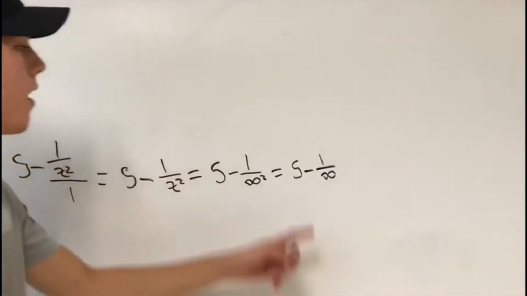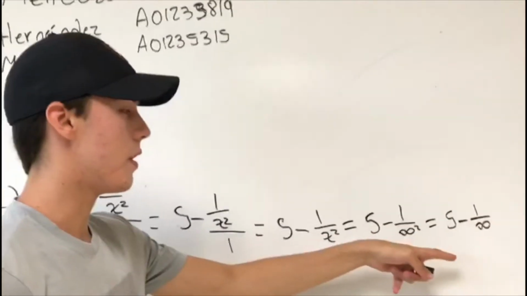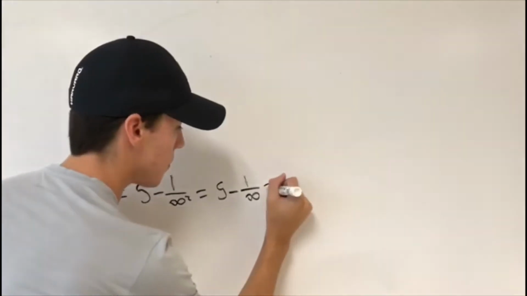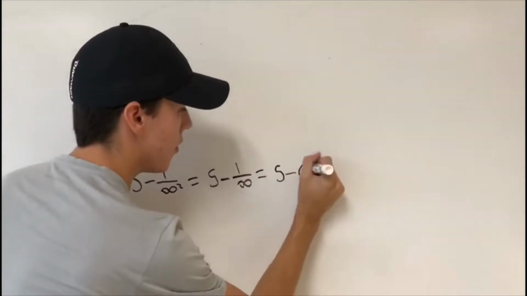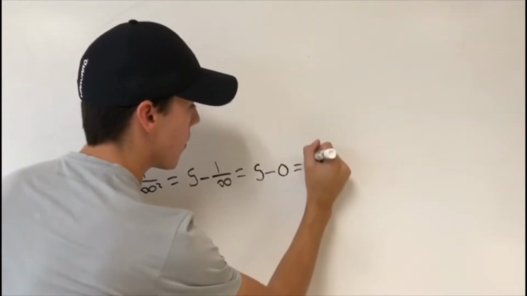We learned that every number divided by infinity is equal to 0. So we get 5 minus 0, which is equal to 5. And this is the answer.